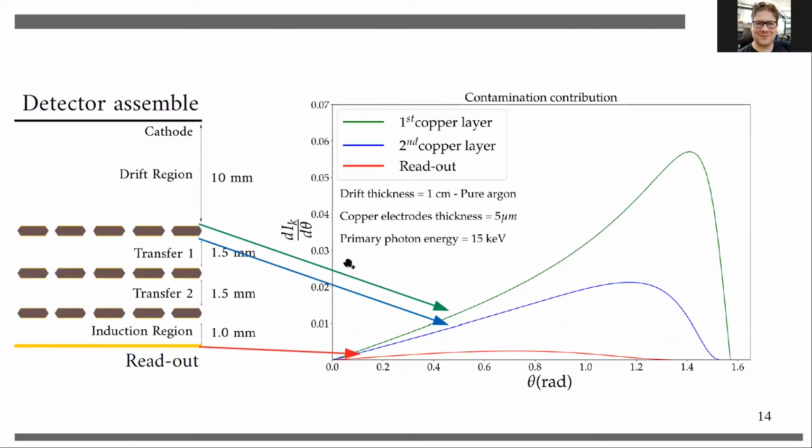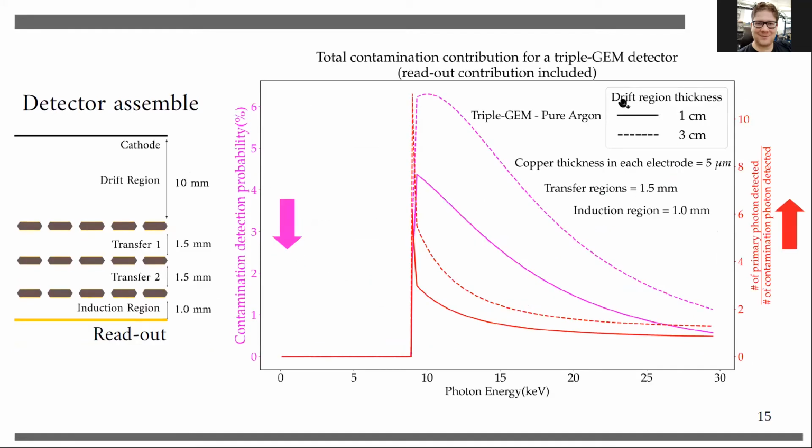So here's just an example showing the contribution for the contamination by different parts of the detector. In green here, you can see the top GEM electrode, then the bottom GEM electrode, and also here in red, the readout contamination. So the readout is also made by copper, and it's going to produce a contamination too. So we can then integrate over all this copper that we have here. And what we get is this result. So here in magenta, you can see the contamination detection probability, so the probability to detect a contamination for two different geometries. So this one here is a 3 centimeter drift region, and this one is for a 1 centimeter drift region.